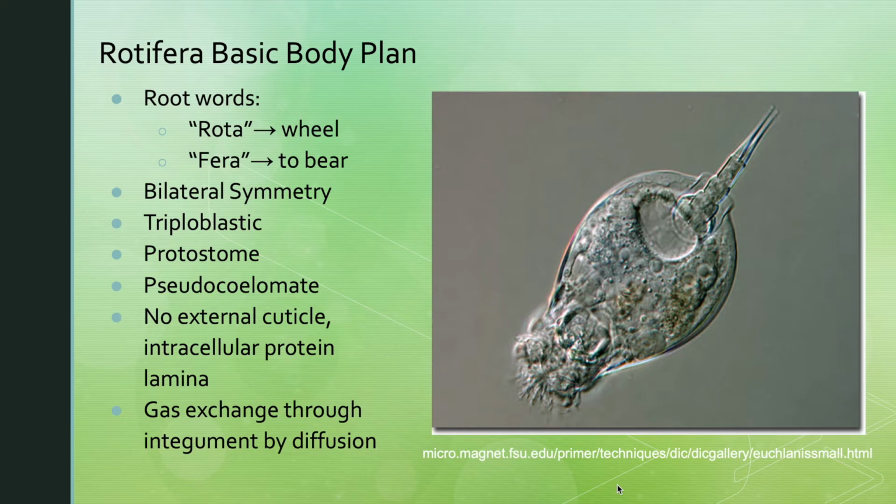That word wheel comes from the ciliated corona at the head of the organism. You can see it in this picture over here. And when those cilia beat, it resembles a rotating wheel. So that's where that name comes from.